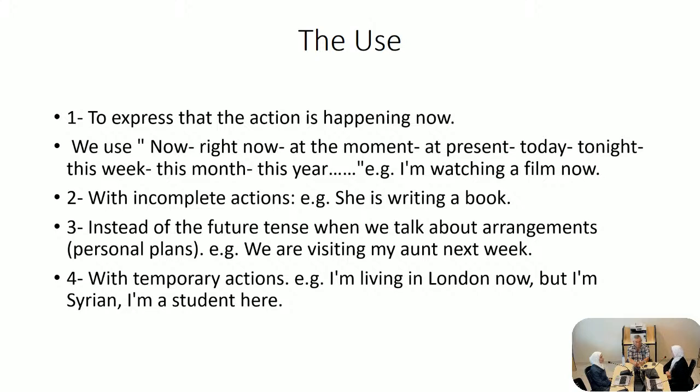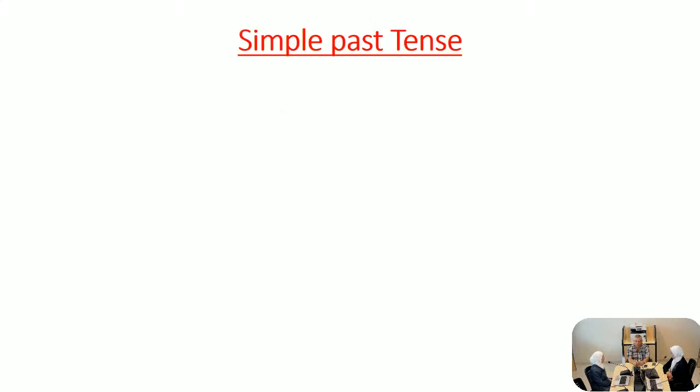And we use it with temporary actions. For example, I'm living in London now, but I'm not, I'm Syrian. I'm a student here. So when we say I'm living, it means I don't live here always, just for a period of time.